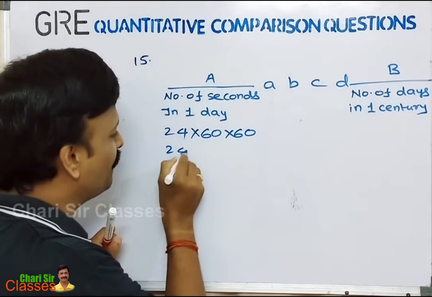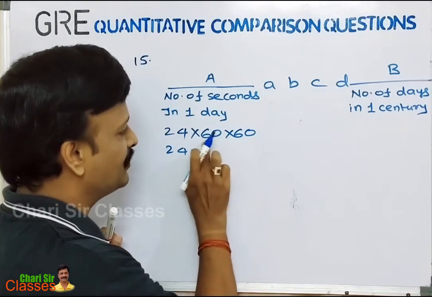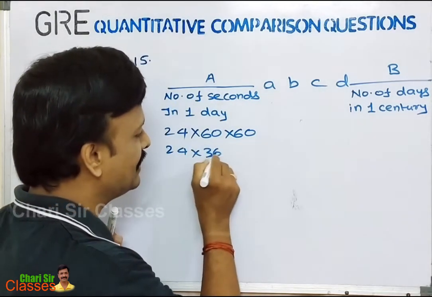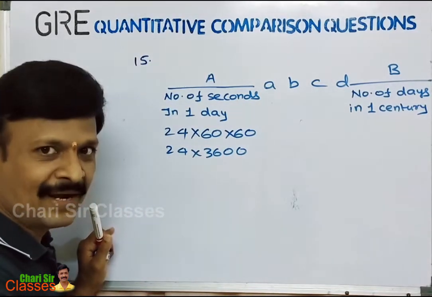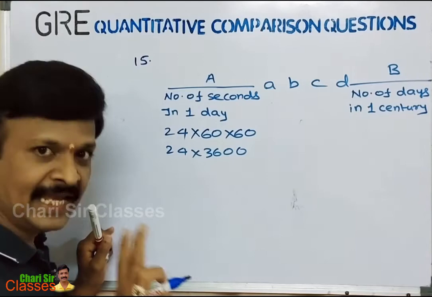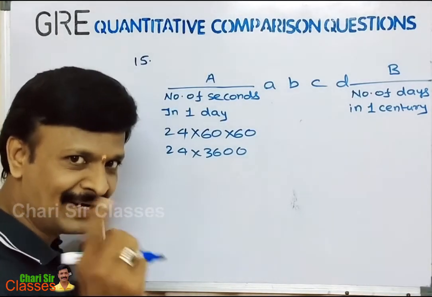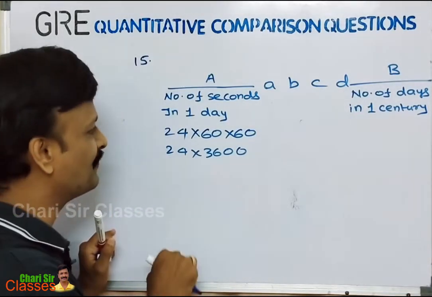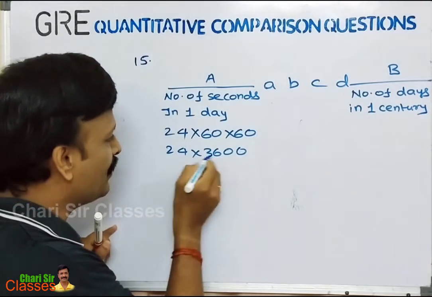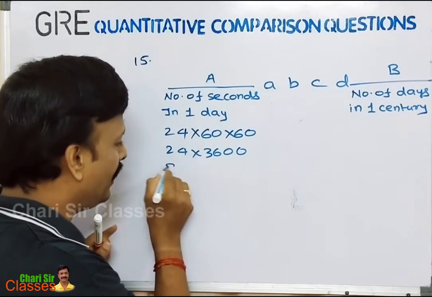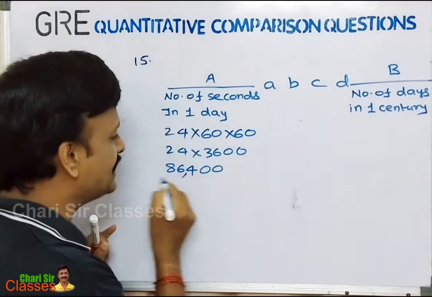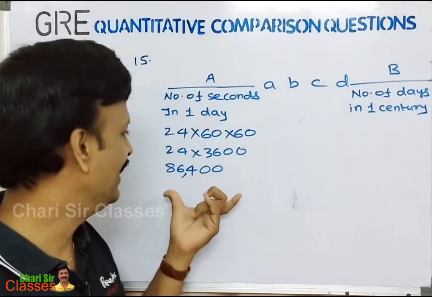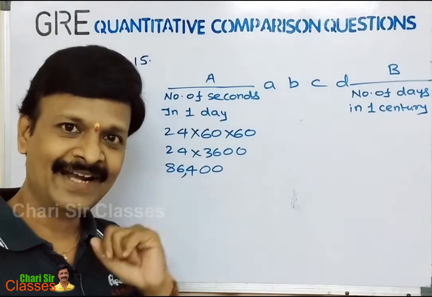Now 24 into, for easy calculation we will do 60 into 60. 6 sixes are 36, so 3600. Now 24 into 36 we will multiply. 24 into 36, any two digit number into any two digit number multiplication, I have already given the video. Just once you can go through that. And 24 into 36 will be 864 and 2 zeros. That is 86,400 seconds in 1 day.